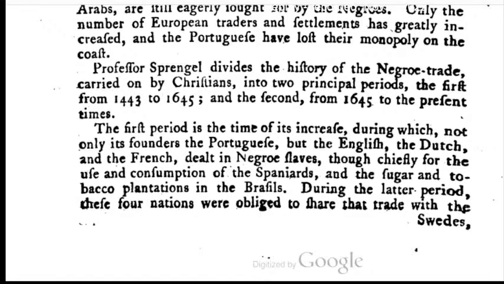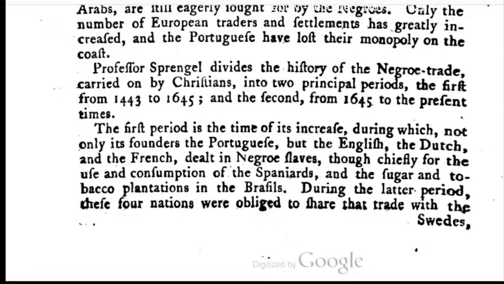When you say Christians, you're talking about the Portuguese and the Spaniards who were given permission to do this thing by the Pope. Okay, that's why they call them Christians under the Pope, right? And it said the first period is the time of its increase, during which not only its founders, the Portuguese, but the English, the Dutch, and the French dealt in Negro slaves, right? So all these countries participated in the slave trade. See, the Bible was saying we were going to all countries, right?